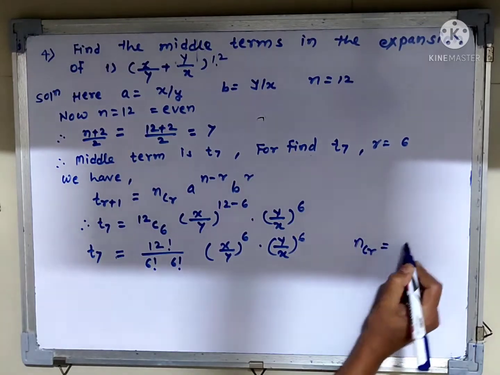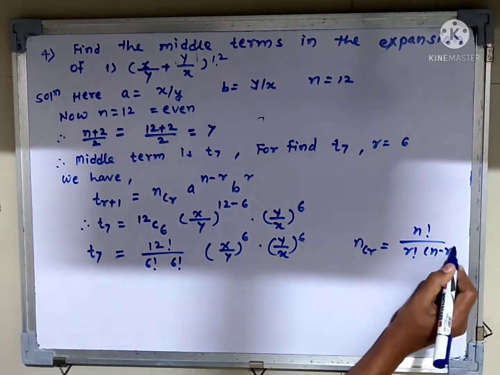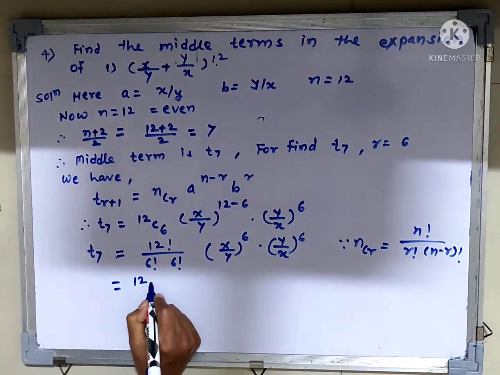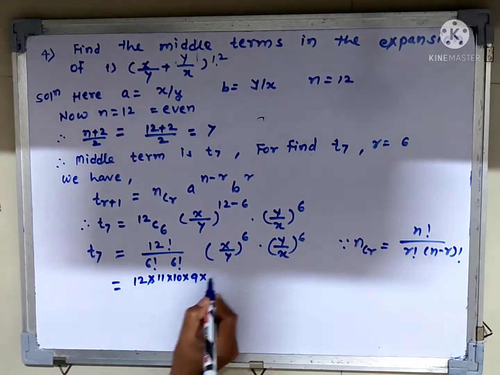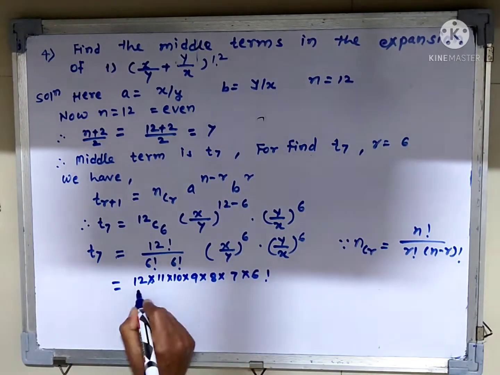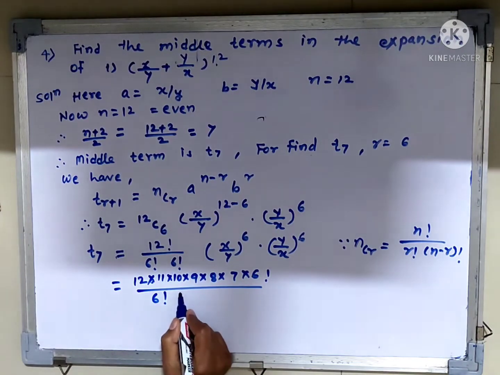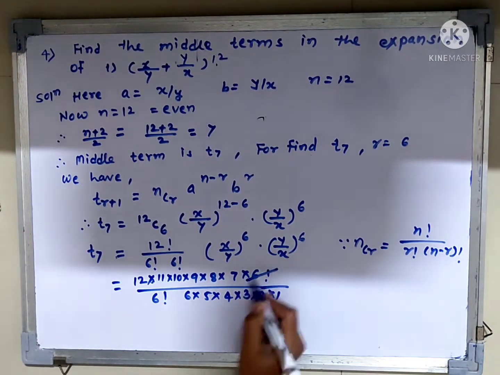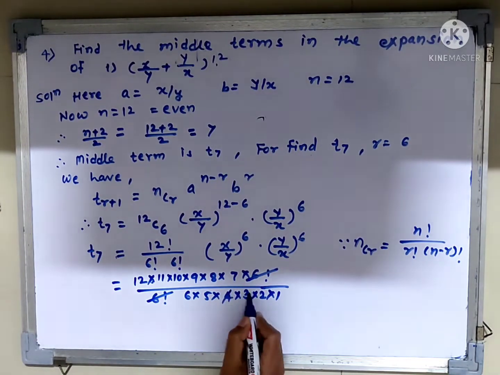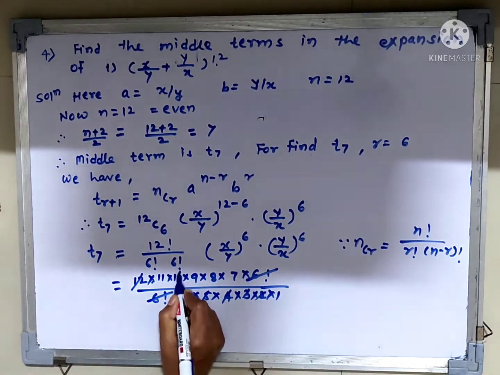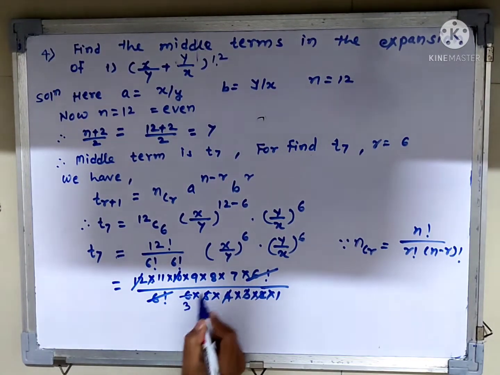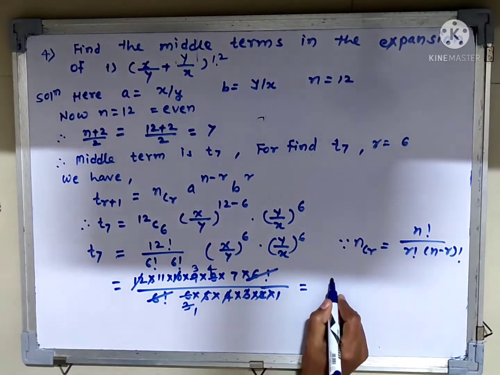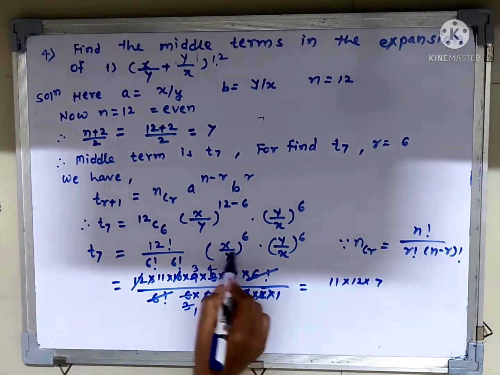Here write nCr = n factorial upon r factorial into n minus r factorial, which is equal to 12 factorial upon 6 factorial into 6 factorial. 12 into 11 into 10 into 9 into 8 into 7 into 6 factorial upon 6 factorial, and this 6 factorial is written as 6 into 5 into 4 into 3 into 2 into 1. 6 factorial cancels with 6 factorial. 4 3s are 12, 5 2s are 10. Now 2 3s are 6, 2 4s are 8, 3 3s are 9, which leaves 11 into 12 into 7, and these two terms are cancelled there.